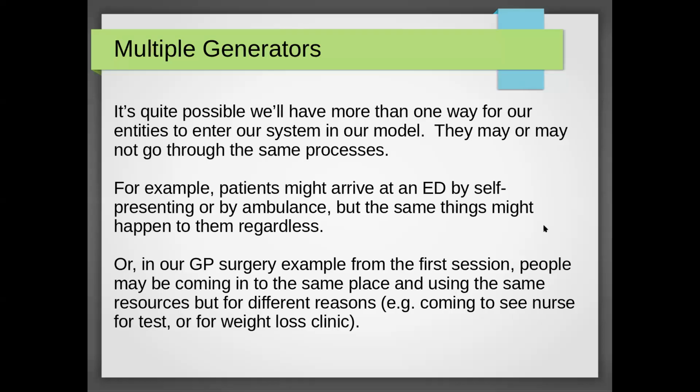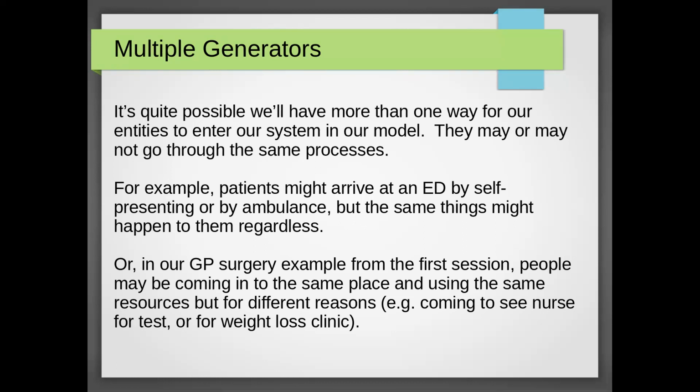So let's talk first of all about multiple generators. When we were talking this morning about generators, we said that it's quite possible in a lot of systems that you will have more than one way for your entities to enter our particular system. They might enter in different ways, but go through the same set of processes. Or they might go through completely different processes, or they might go through some of the same processes and branch off in a different way. And we can deal with that in different ways.